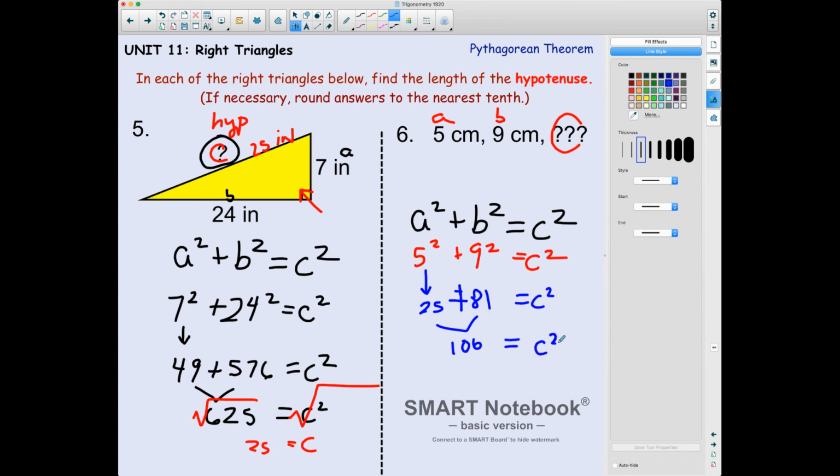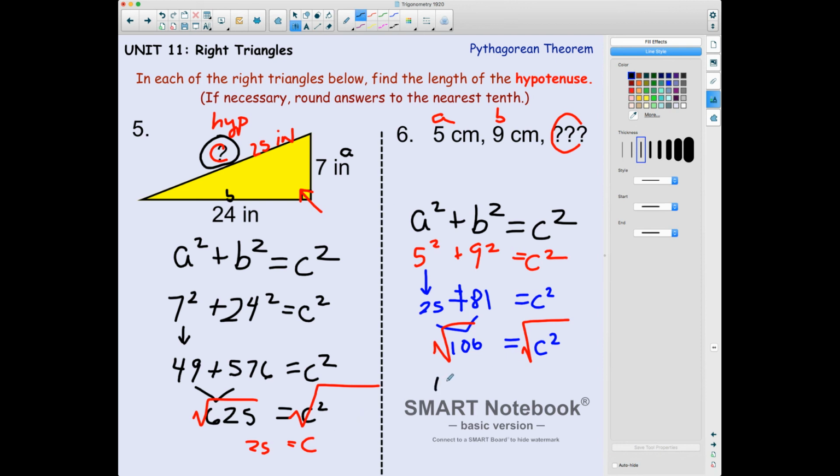Let me see. C squared. All right, so like what? We got to square root that. Square root of 106. All right, go to the calculator. Type in 106. Find that square root button. Oh my God, lots of crazy numbers. 10.295630.